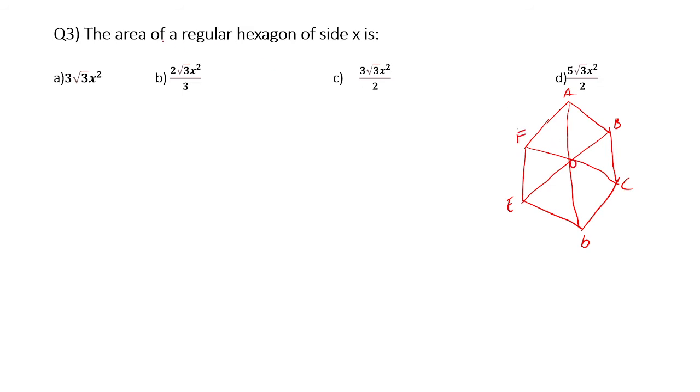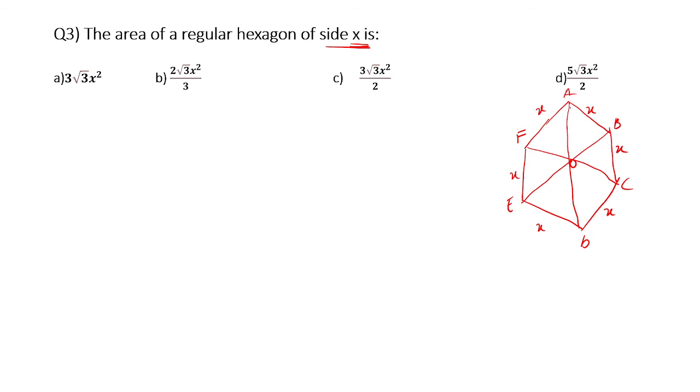Now you read the question. The area of a regular hexagon of side X. So that means the sides are going to be X. Clear with that? The sides of a hexagon are going to be X. But there's an important thing you must understand. If you're able to draw diagonals like this, and they intersect at this point, all these triangles are going to be the same.